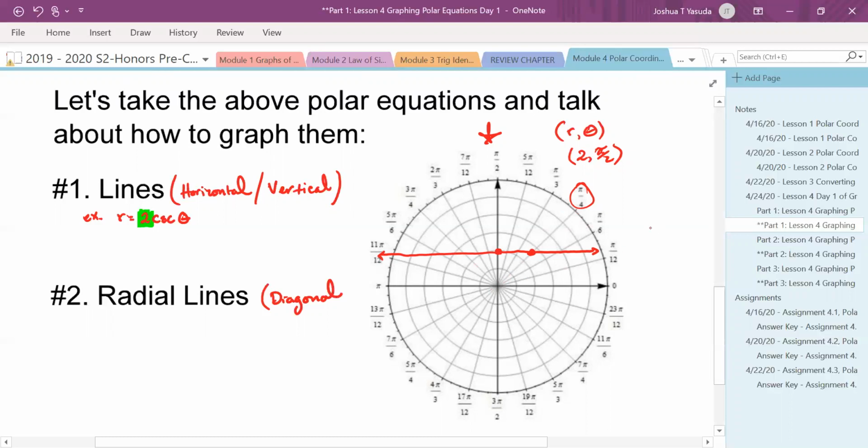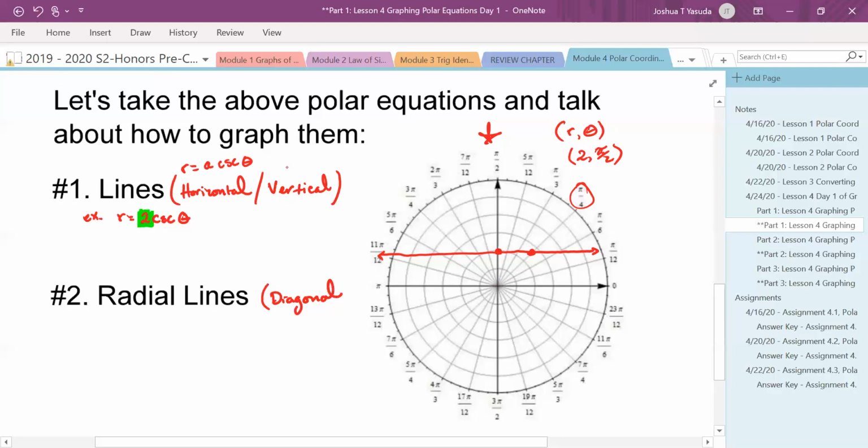If you plug in pi twelfths, cosecant of pi twelfths is a number, and then you get that multiplied by 2, and it's probably out here somewhere, right? So it would then make a horizontal line, okay? So all horizontal lines can be written this way: r equals a cosecant of theta. And a is going to tell you the actual radius, like how far out it should go.